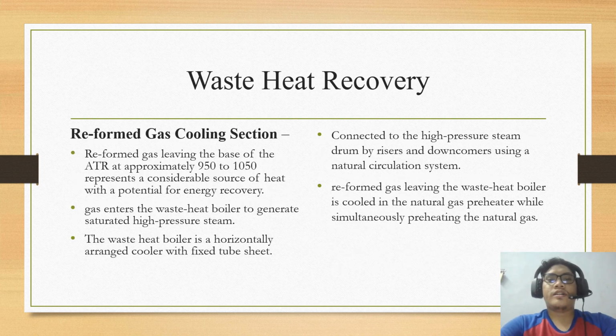Reformed gas cooling section. Reformed gas leaving the base of the ATR at approximately 950 to 1050 °C represents a considerable source of heat with a potential for energy recovery. The gas enters the waste heat boiler to generate saturated high pressure steam. The waste heat boiler is a horizontally arranged cooler with fixed tube sheet, connected to the high pressure steam drum by risers and downcomers using a natural circulation system. Reformed gas leaving the waste heat boiler is cooled in the natural gas preheater while simultaneously preheating the natural gas.